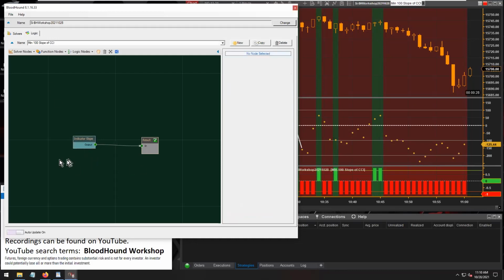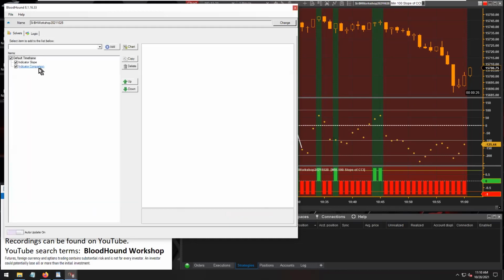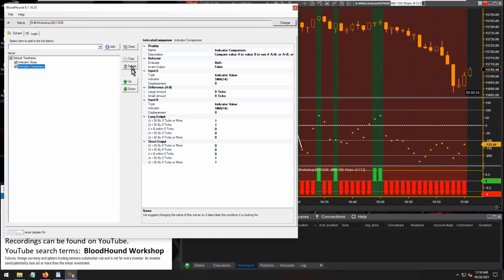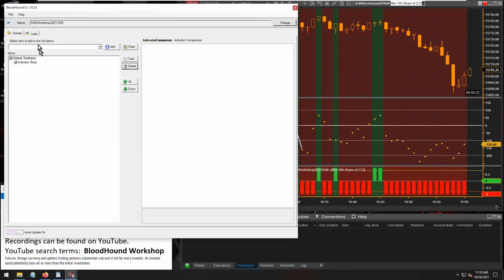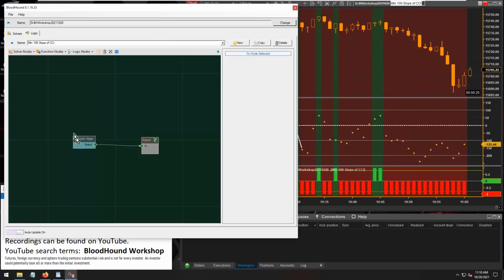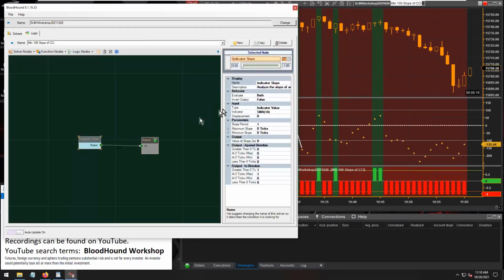All right. And I'm also going to delete that comparison solver there. Let me get rid of it. Okay. So with the slope solver, let's give this a name. So we're looking at the CCI slope, and maybe you might want to put the period setting in there. So CCI 14 slope.